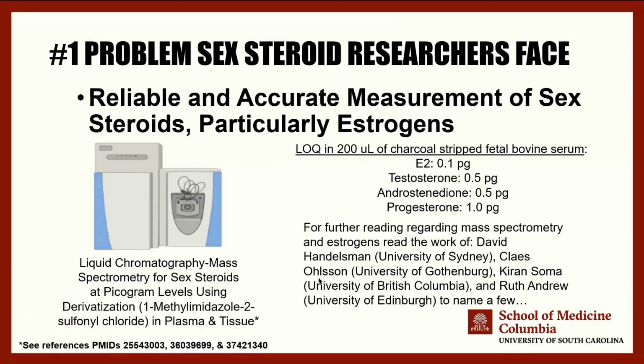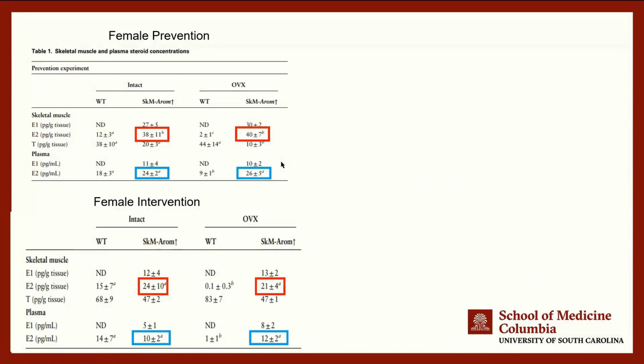And the number one issue that plagues sex steroid researchers is the ability to accurately, at very low levels, measure androgens and estrogens in particular. So we have developed a methodology, or we didn't develop it, but we're using a previously published methodology where we can derivatize E2 and measure it at this limit of quantification, okay? So with that being said, we assessed the androgen and estrogen levels, well, testosterone and E2, but I really want you to focus on the E2 levels in these two models.